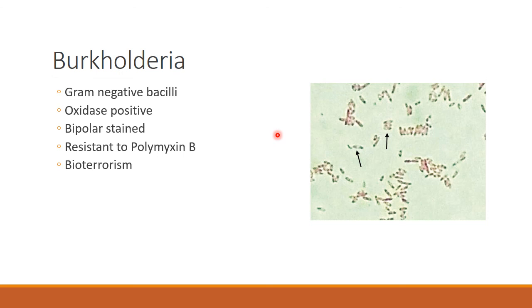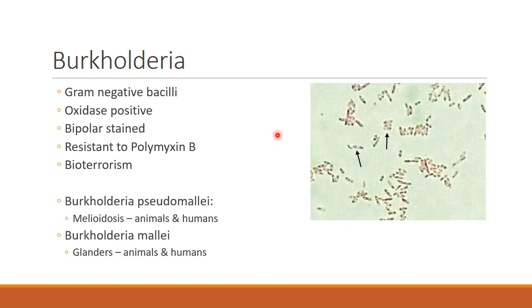Burkholderia can be used as a potential agent of bioterrorism. Burkholderia has two major species, Burkholderia pseudomallei and Burkholderia mallei. Burkholderia pseudomallei can cause melioidosis and Burkholderia mallei can cause glanders. This glanders can be present in a horse. Glanders means there is a nasal discharge and ulcer in the nasal septum.